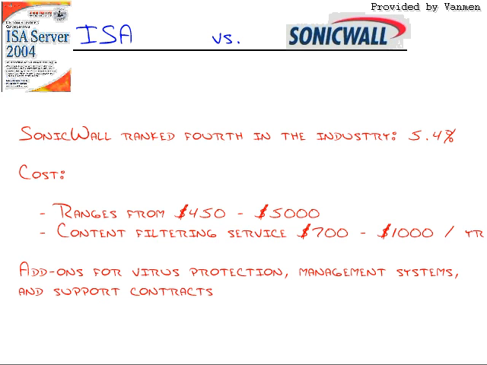Content filtering service is a subscription on a per-year basis, and that's kind of their WebSense, if you will, the ability to filter certain content coming in from the internet. You can buy add-ons for this, on a subscription basis, for virus protection, graphic management systems, and enterprise management systems to manage multiple SonicWalls at a time, and support contracts. These are all add-on services.